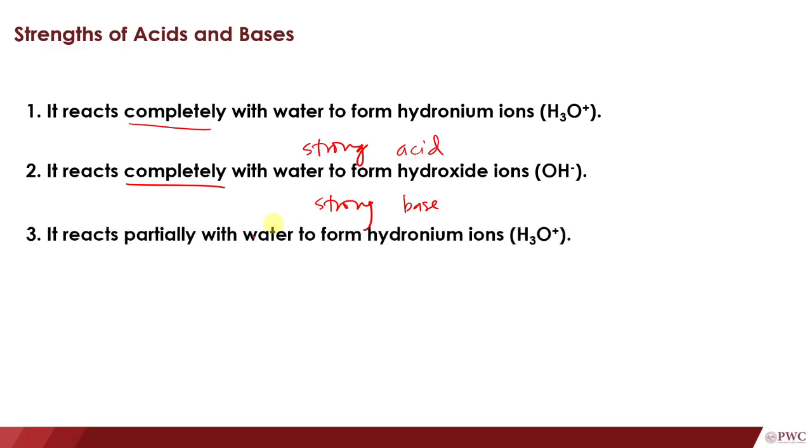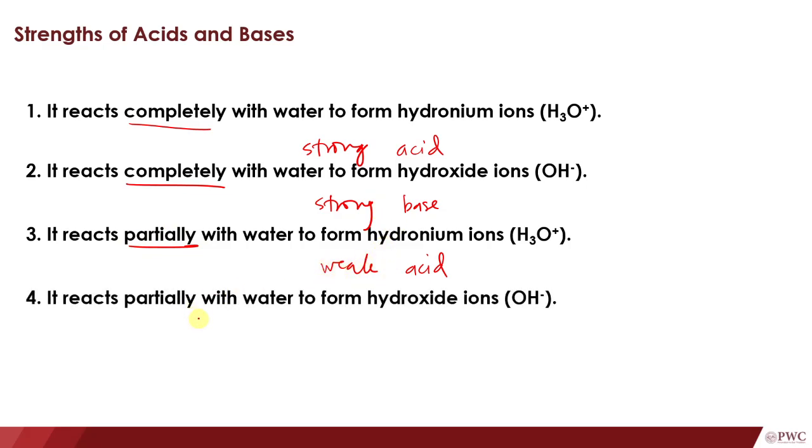Number three, it reacts partially with water to form hydronium ions. Again, hydronium ions are associated with an acid. Then here partially, so partial, that is a weak acid. Number four, it reacts partially with water to form hydroxide ions. And again, hydroxide ions are produced by bases. Then here we have partially, so this one is a weak base.